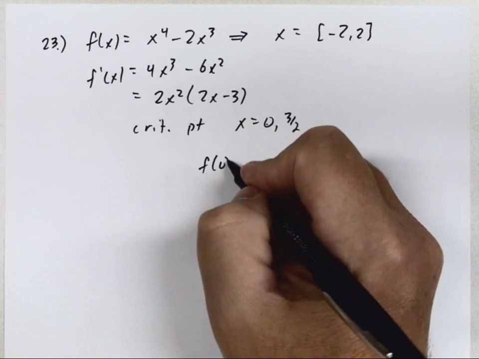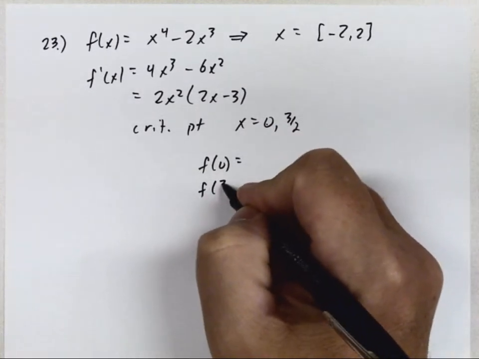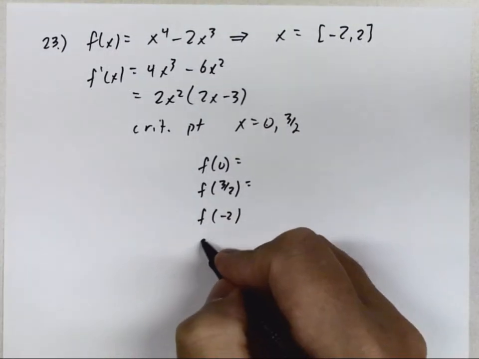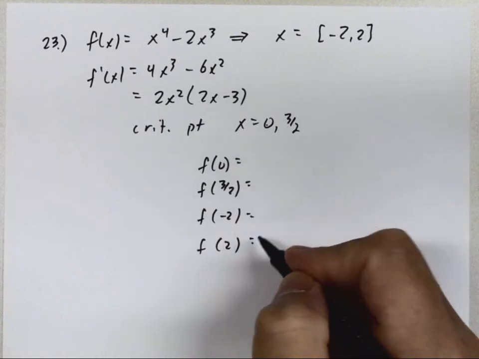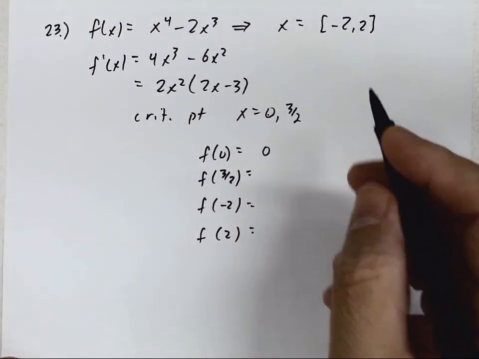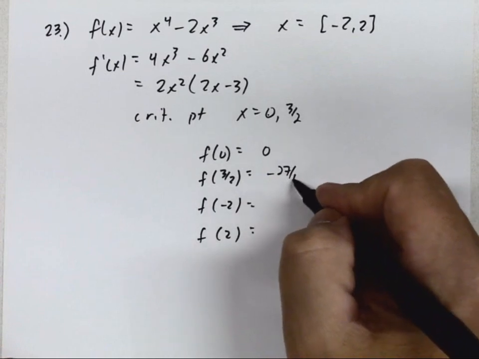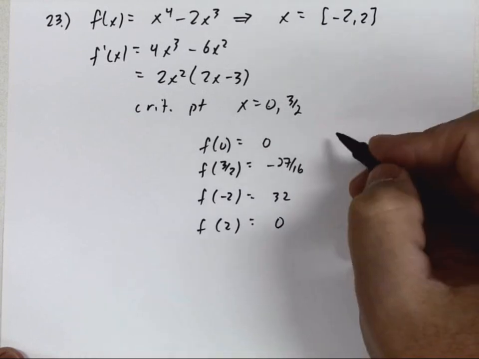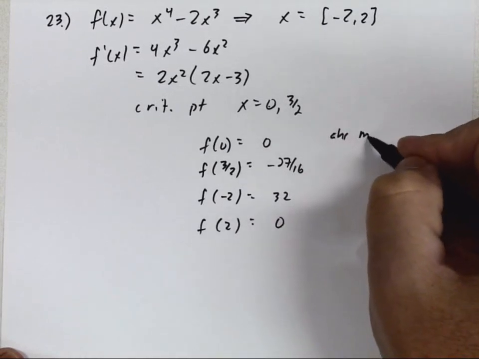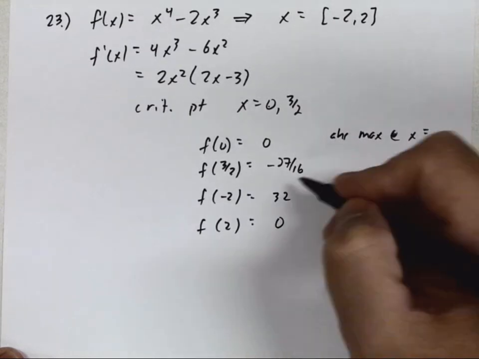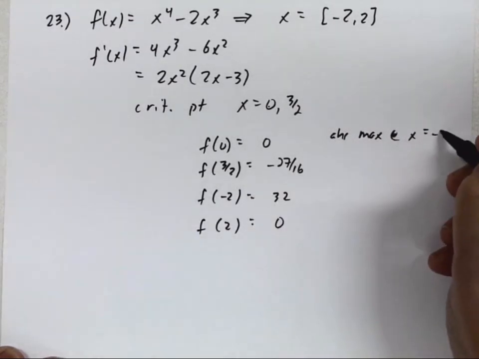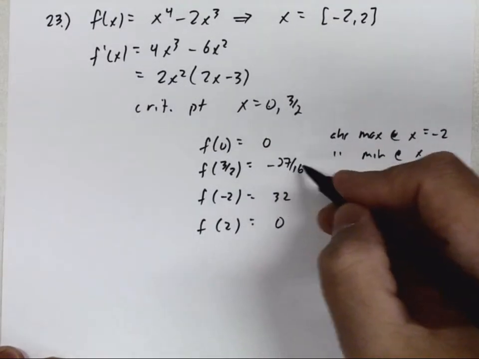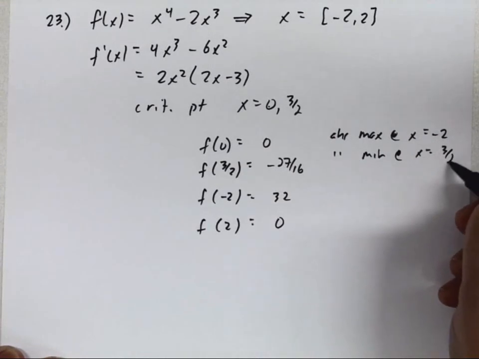So now I'm going to calculate f of 0, f of 3/2, f of -2, and f of 2. This one's 0. This one's -27 over 16. This one's 32, and this one's 0. So the absolute max, the largest number here, is 32 when x is -2. And the minimum is this right here when x equals 3/2.